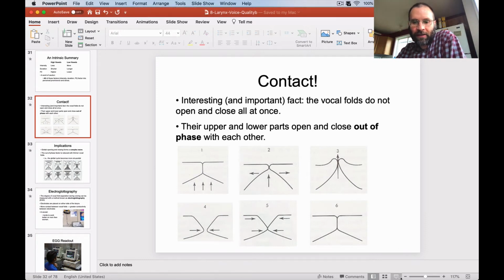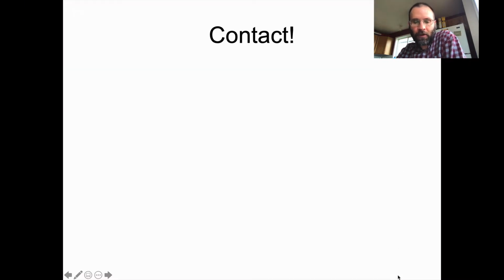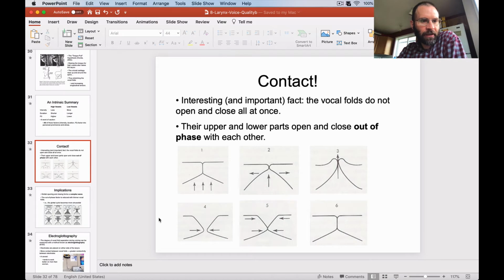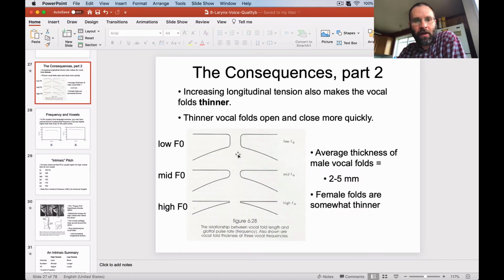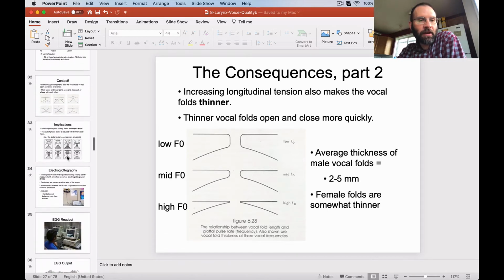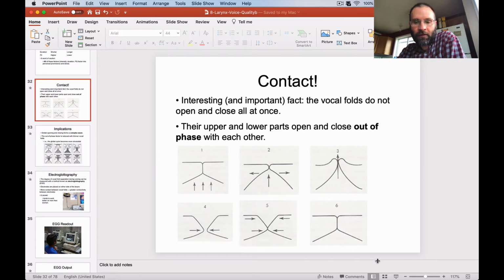Okay, this is our last bit for today. Actually, maybe I'll go back a little bit to a previous diagram and remind you that we were talking about how thinner vocal folds can open and close more quickly than thicker vocal folds, which is why we get this effect of thinner vocal folds or more tense vocal folds vibrating at a higher rate, a higher fundamental frequency, than lower vocal folds.